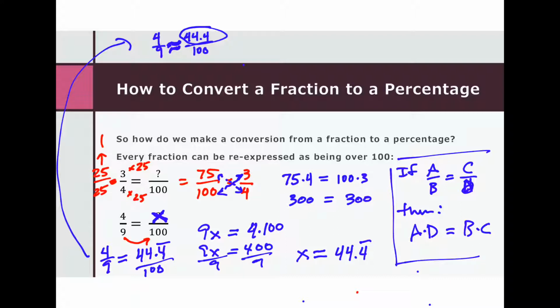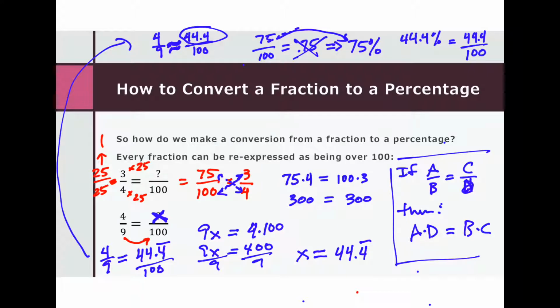So the 75 over 100 is equal to 0.75, if we actually take 75 and divide it by 100. But let me just write this. We're kind of skipping over that other step there. But 75 over 100 is 75% per 100. And 44.4% is 44.4 divided by 100 per 100.